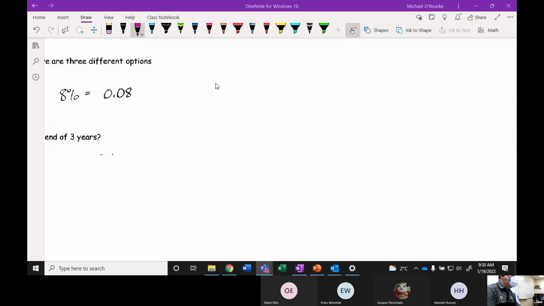Okay, the formula is this. It's on your sheet. A equals P bracket 1 plus R over N to the power of Tn. Whoa. That's not on my sheet. It is. Where do you see this on?